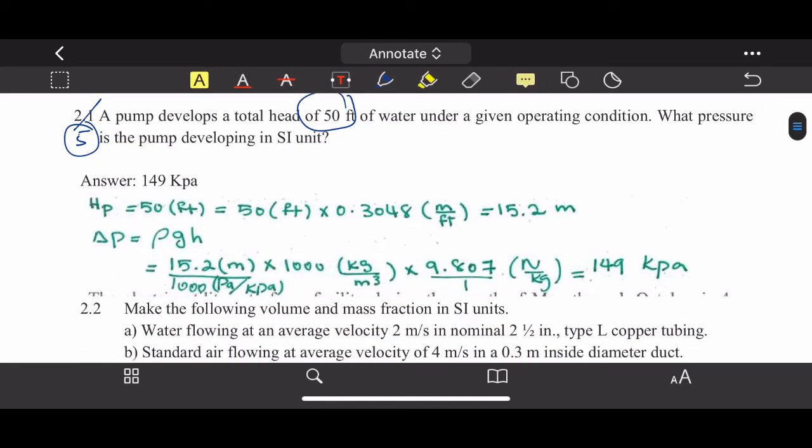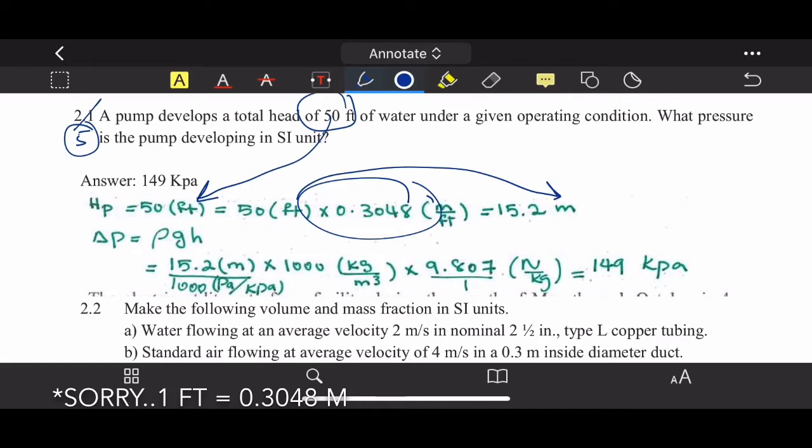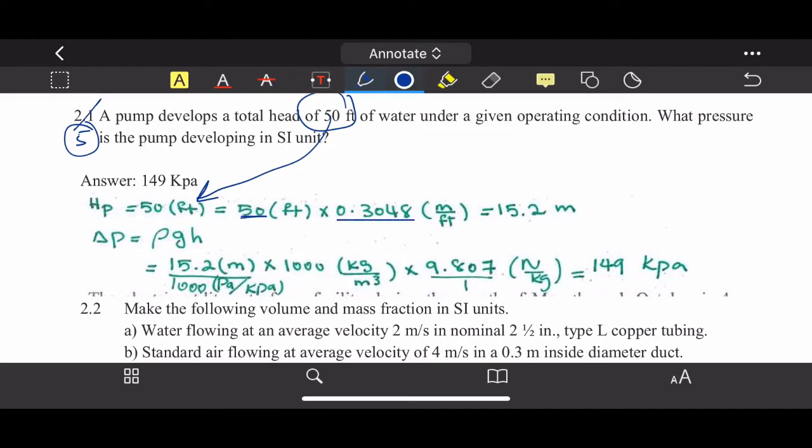First of all, we need H, the head of pressure of water. It is given as 50 feet. Now here, feet need to be changed into meter. To do this, the conversion is 1 foot equals 0.3048 meter. So simply 50 times 0.3048 meter per foot, you get 15.2 meter, whereby you can cancel the feet and m will be left there, 15.2 meter.